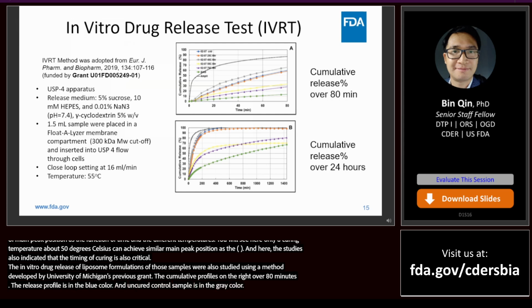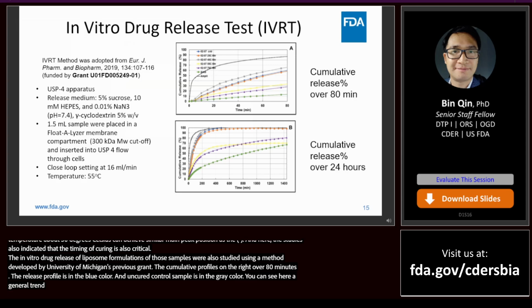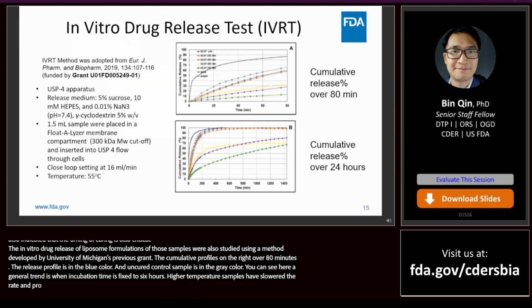You can see here a general trend: when the incubation time is fixed to 6 hours, higher curing temperature samples have slower drug release rate, and the profile is closer to the release curve of Emulsion.